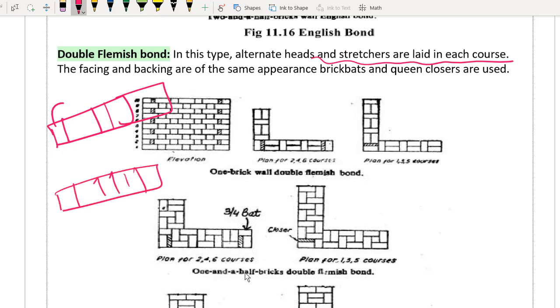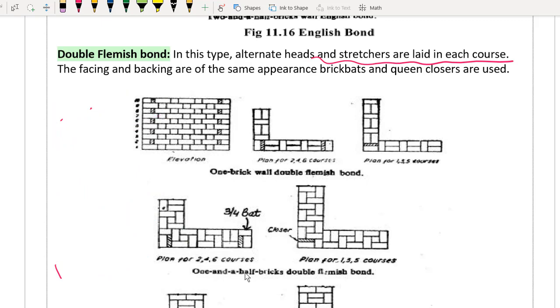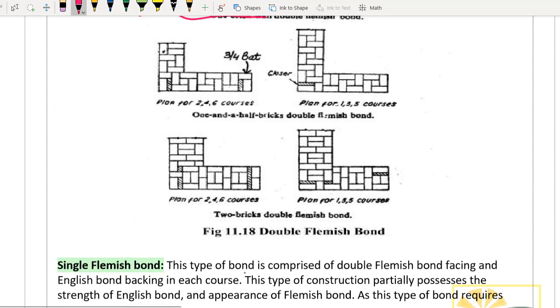Okay, in English bond what we have is alternate courses. पूरा header आएगा, नीचे पूरा stretcher आएगा. Here what I am having in the same course, I have header, I have stretcher, header, stretcher, and so on. So this is called as double Flemish bond. Okay, so it will be something like this. Now you can see the diagram and interpret.